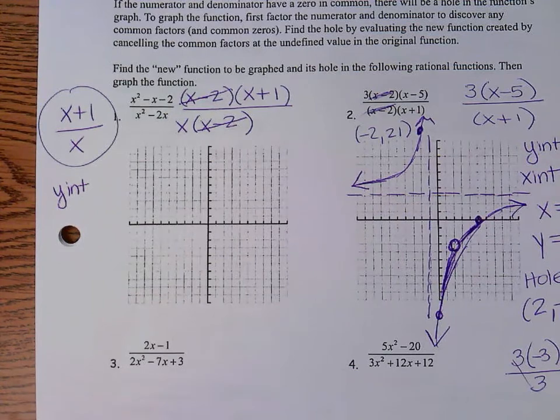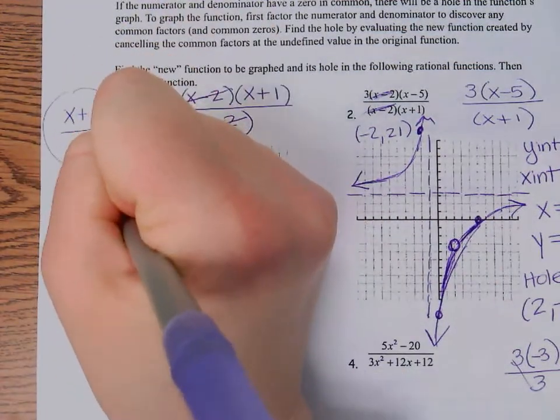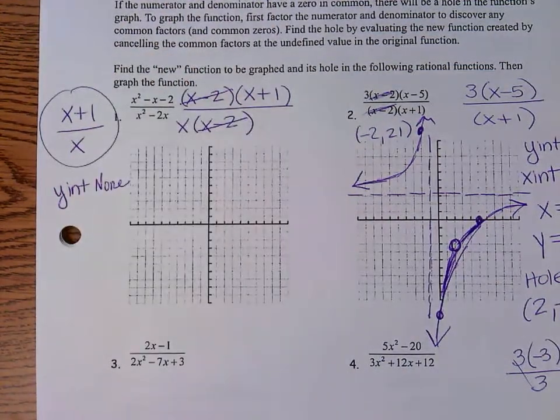Yeah, so there's no y-intercept. That's okay. There might be no y-intercept. All right, now I need to look at just the numerator. What will make the numerator equal 0?